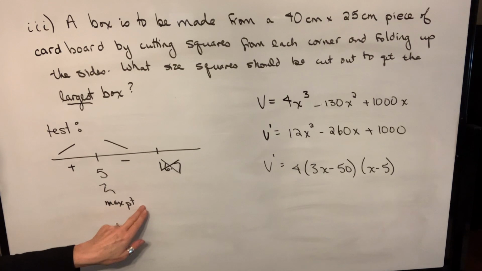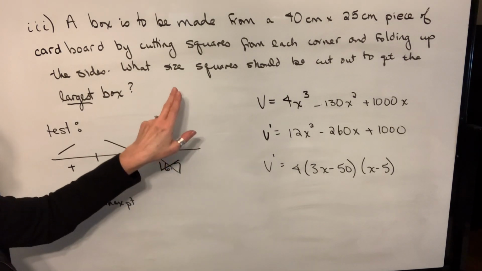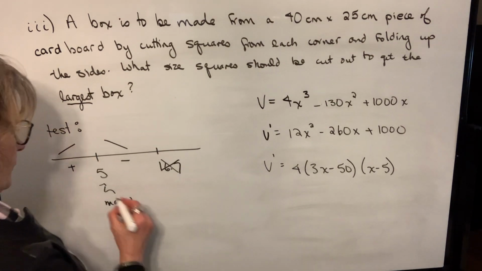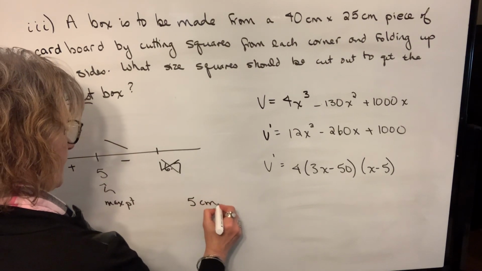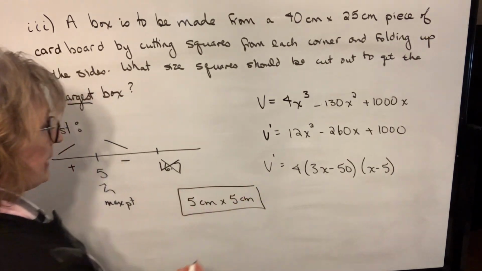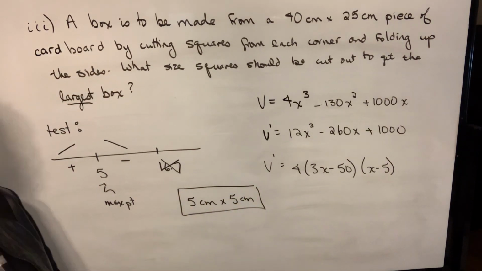Now, let's see if we've answered the question. The question says, what size of square should be cut out? So the size would be 5 centimeters by 5 centimeters. It doesn't ask for a maximum volume, so we don't need to find it.